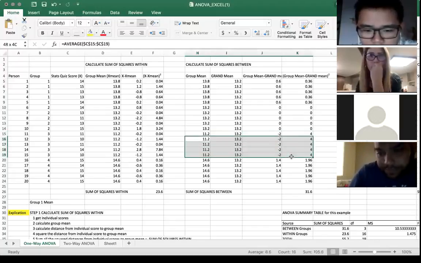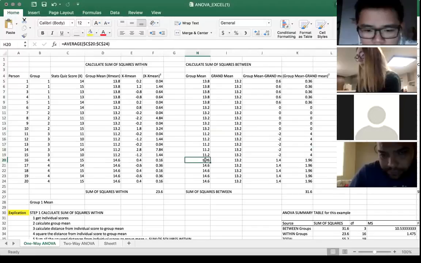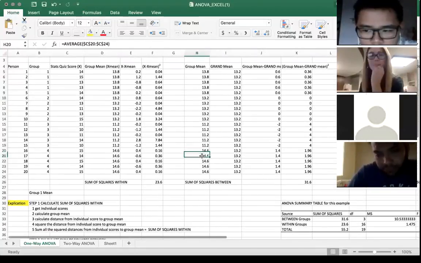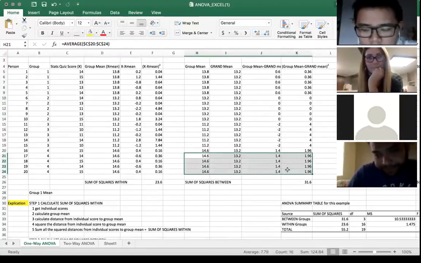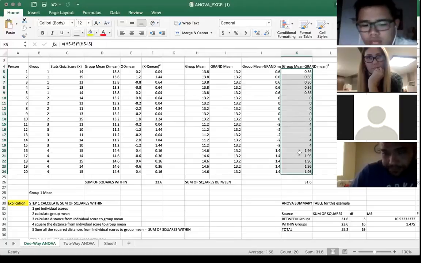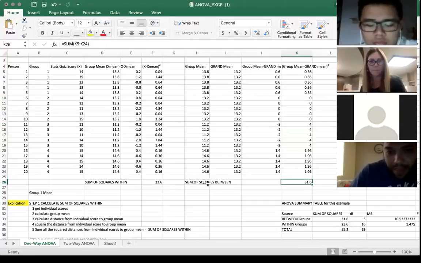We do that for the other group. And now the last group is 14.6 minus 13.2. It's actually 1.4 points above the grand mean. And that squared is 1.96. We do that also for each of these group members. And now, to get the sum of squares between, we just add up all the differences between the groups and the grand mean for each of these people. So the sum of squares between is 31.6.